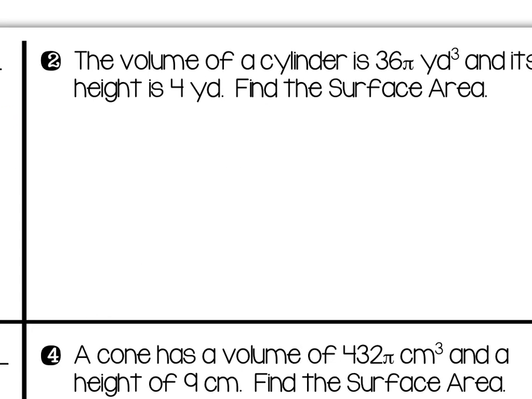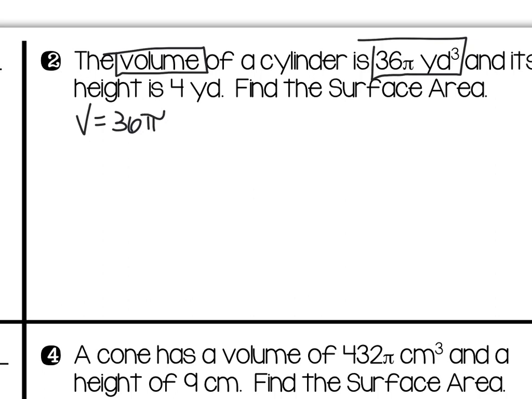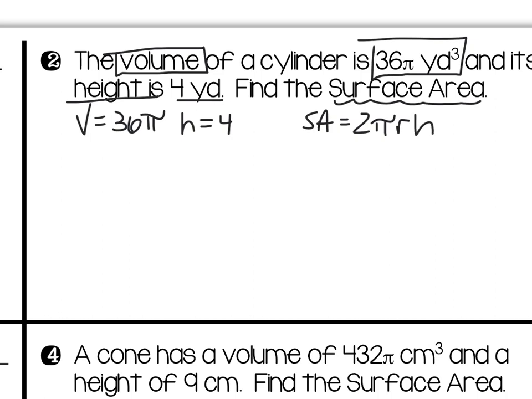Now we have a problem that's given to us in words. It says the volume of a cylinder is 36 pi yards cubed. So volume equals 36 pi. And its height, so that would be h, is 4 yards. Find the surface area. Well, in my surface area formula, if I write that, equals 2 pi, radius, I don't know that, height, yes I do, plus 2 pi r squared. So what I need to do is find r.